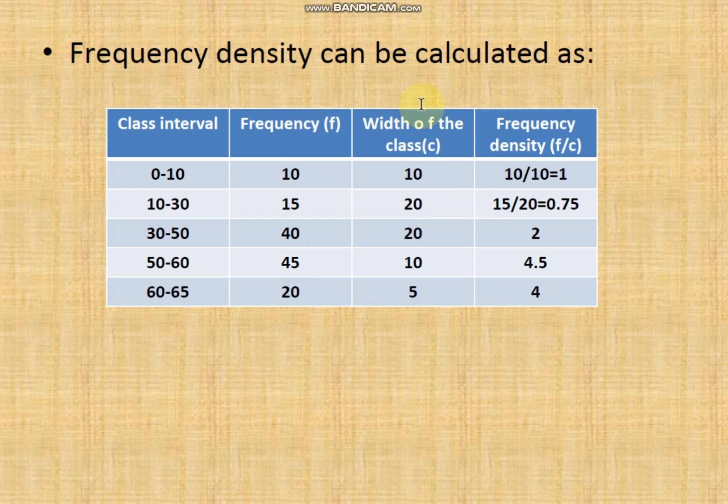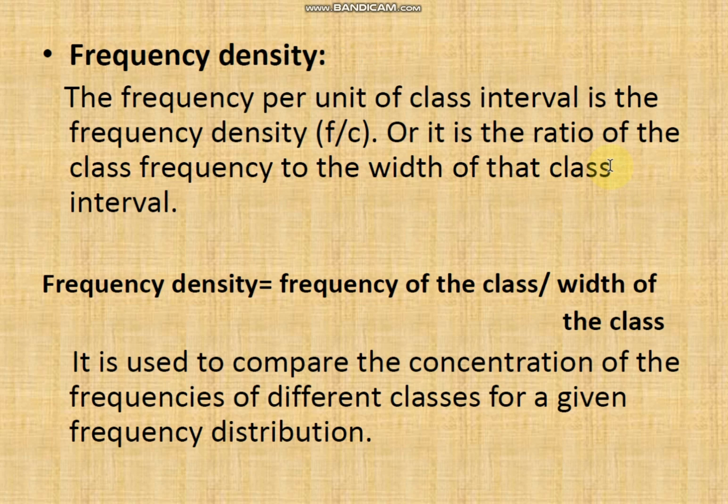Now the formula for frequency density is class frequency divided by class width. So 10 divided by 10 would be 1. 15 divided by 20 would be 0.75. 40 divided by 20 would be 2. 45 divided by 10 would be 4.5. 20 divided by 5 would be 4. So these are your frequency densities.